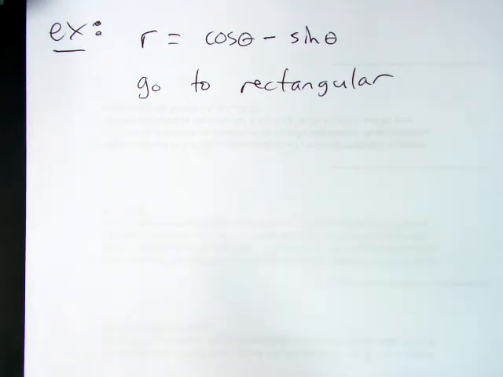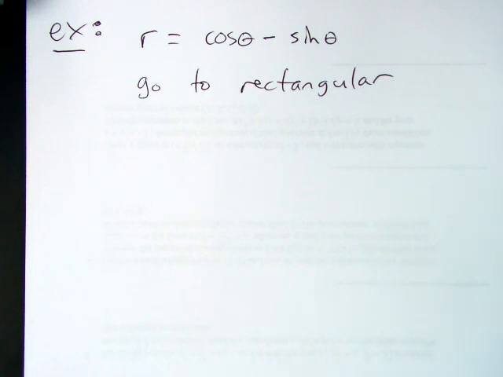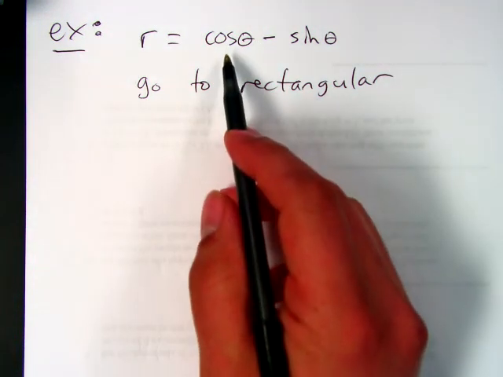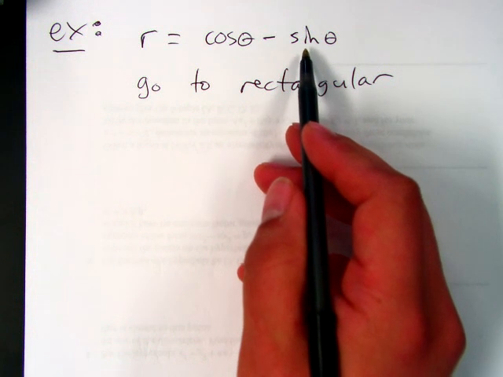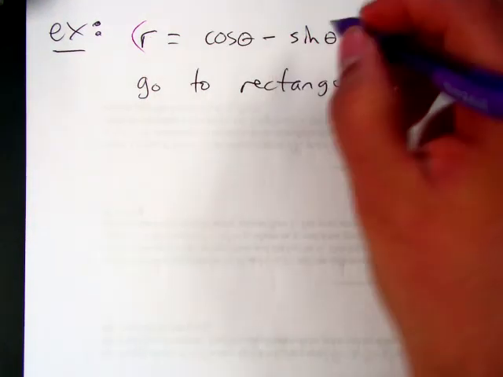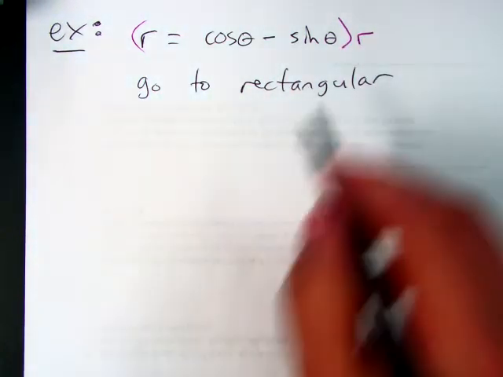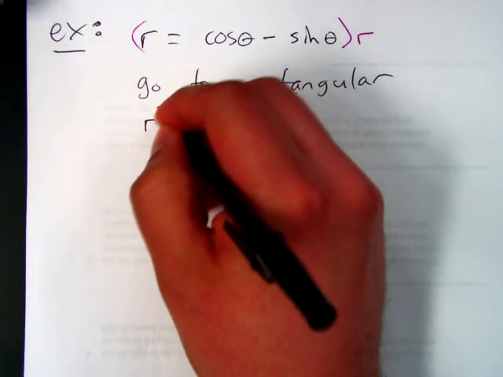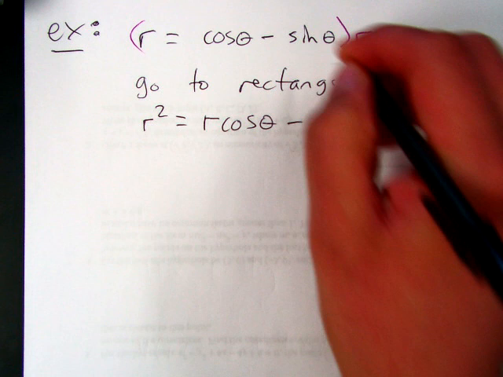We know what x looks like, right? What's the formula for x? R cosine theta. What's the formula for y? R sine theta. Well, this is almost x, and that's almost y. What's missing? It's missing an r. So, why not? Let's multiply by r and see what happens. R times r? R squared. R times cosine is r cosine theta, and then r times sine theta is r sine theta.